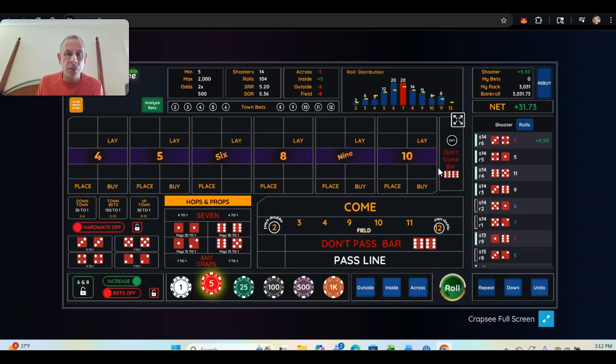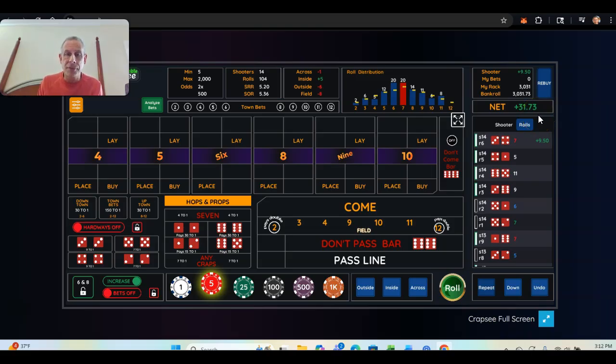You can just wait for the next shooter. You can take advantage of that and go right back out again with the same amount, flat bet it. You can go up a half step or you can go up a full step on the ladder. It's up to you how you want to play it. One way or the other, we're up $32.